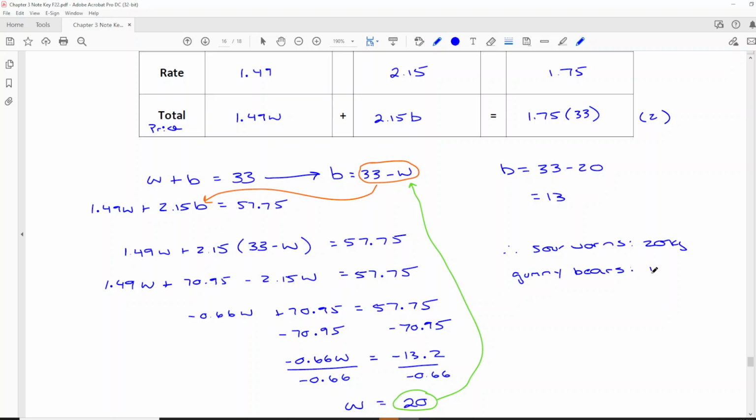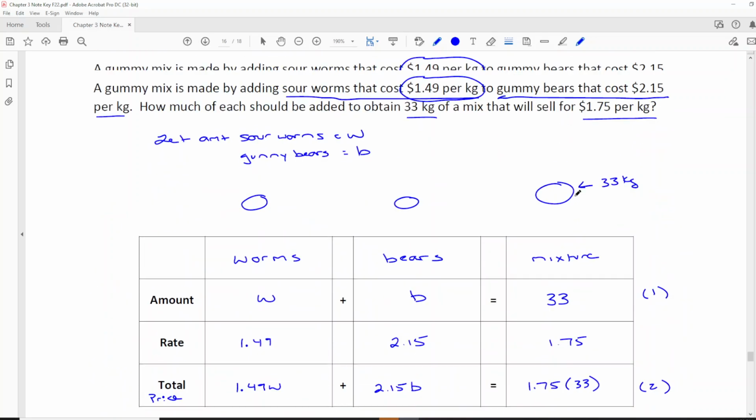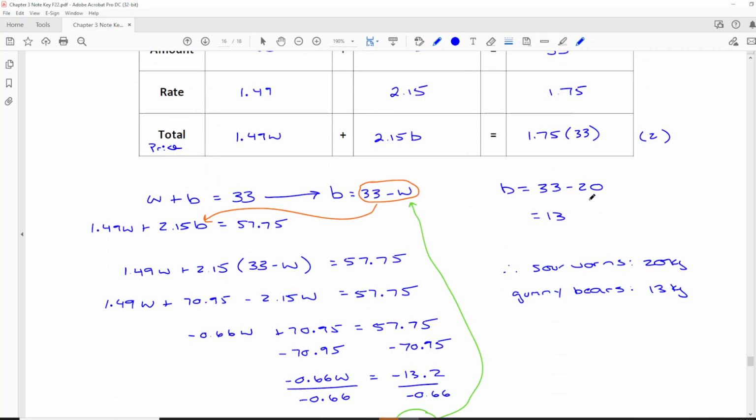dot, dot, 13 kilograms. And then you check, right? You check back into the question. So together we had 33 kilograms, sweet. And then let's check our price. So 20 times 1.49 plus 2.15 times 13. Does that equal 57.75? Yes, and so I'm good.